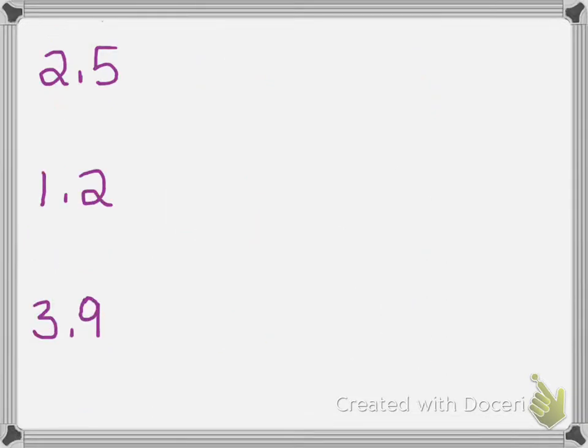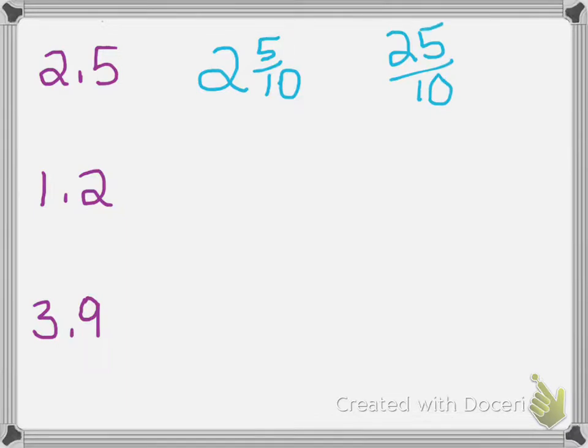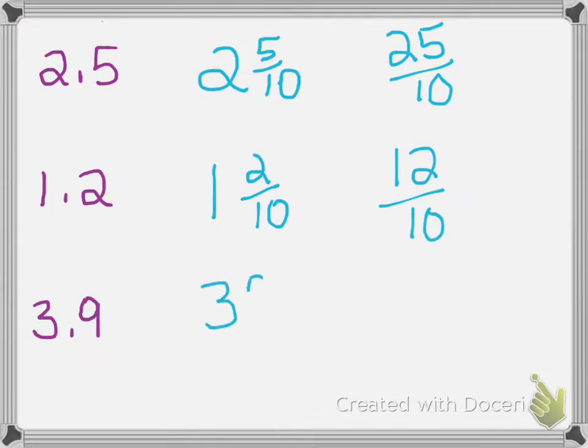Now let's try that with decimals, turning them into improper fractions and mixed numbers. So if I have 2 decimal 5, the mixed number would be 2 and 5 tenths. And the improper fraction would be 25 tenths. Oops, sorry, my 5 didn't go there. 1 decimal 2 would be 1 and 2 tenths. And the improper fraction would be 12 tenths. Then 3 decimal 9 would be 3 and 9 tenths. And the improper fraction would be 39 tenths.